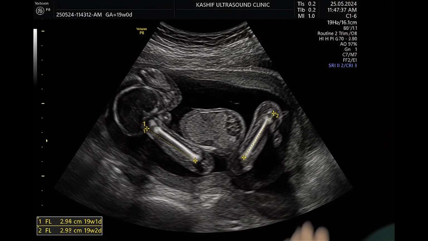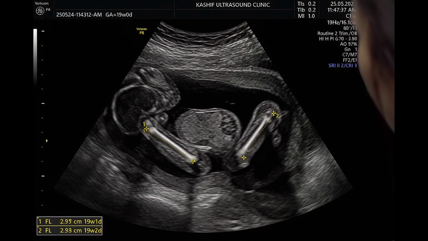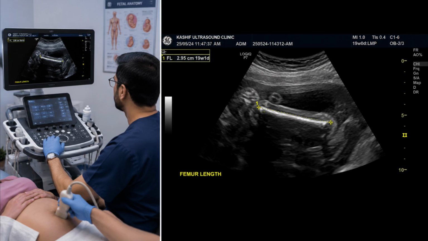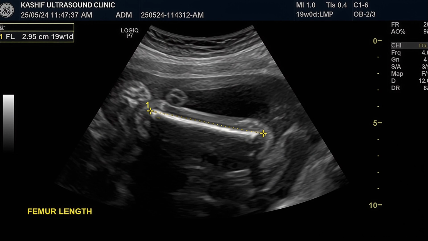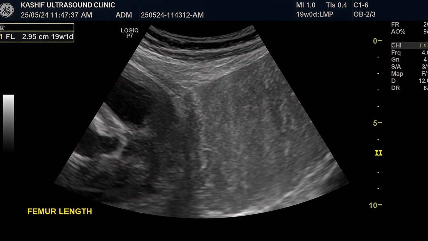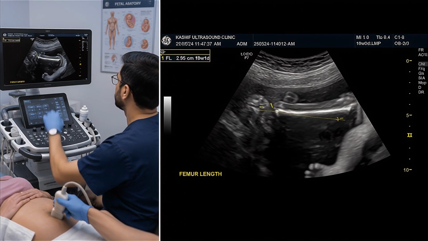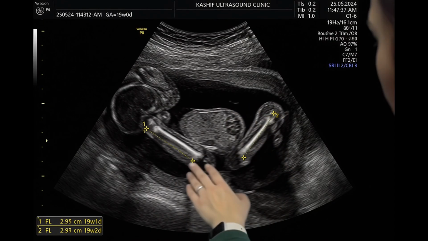Causes of short femur. A short femur may occur due to incorrect gestational age, wrong dating. Most common cause. Constitutional short stature. Parents are naturally short. Baby is healthy. Fetal growth restriction. Reduced blood supply. Placental insufficiency. Poor nutrition. Skeletal dysplasia. Examples include achondroplasia, thanatophoric dysplasia, osteogenesis imperfecta, chromosomal abnormalities.